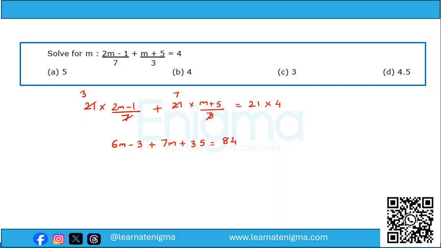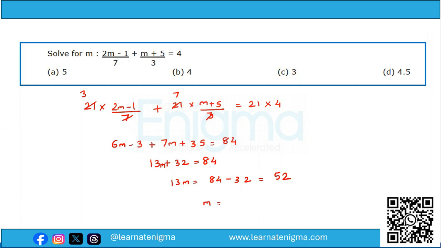So 6m plus 7m, that is 13m, plus 32 is equal to 84. So this becomes 13m. So 13m is equal to 84 minus 32, that is 52.